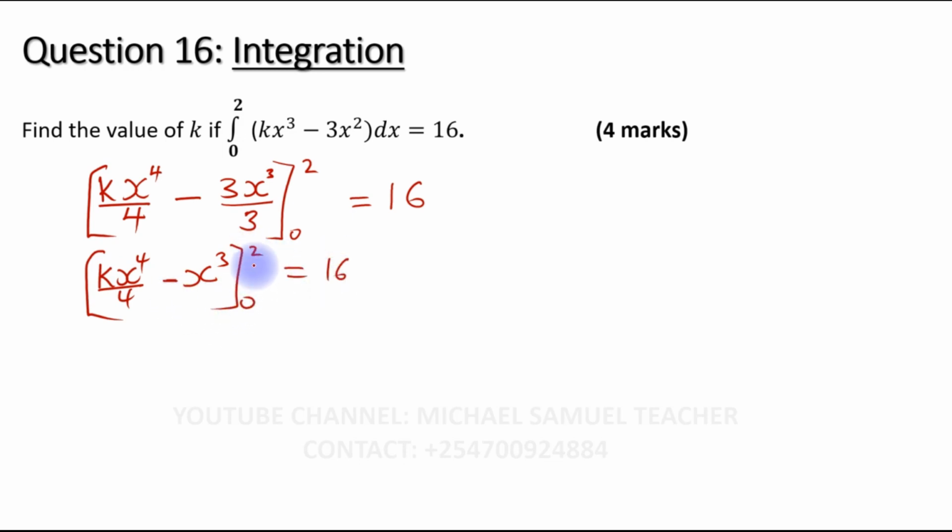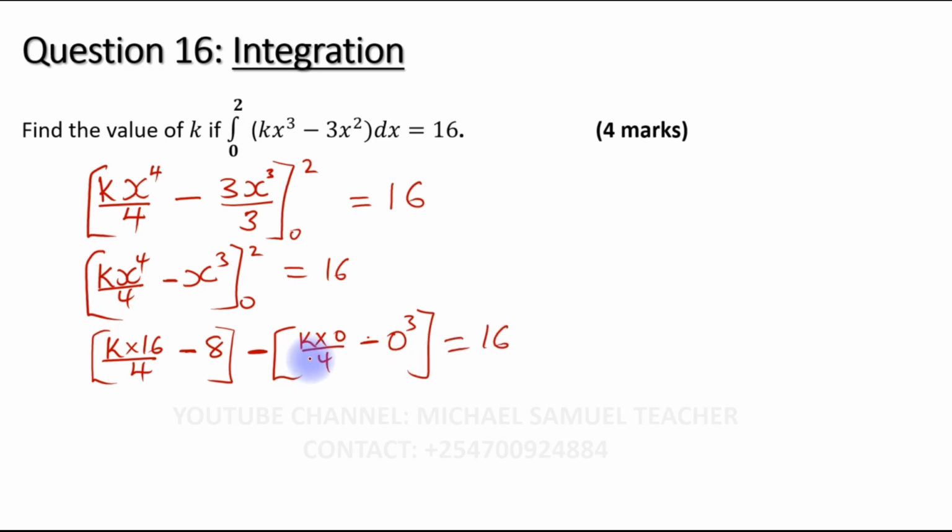So we start by substituting the value of the upper limit. So when x is 2, k times 2 raised to 4, that is 16 over 4, minus 2 raised to 3, that is 8, minus, when x is 0, we substitute that value, k times 0 raised to 4, 0 over 4, minus 0 raised to 3, will be equal to 16. So all of these values are 0. Therefore we have 16 divided by 4, that is 4.